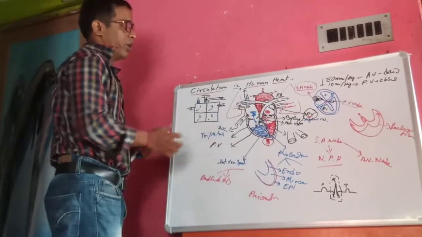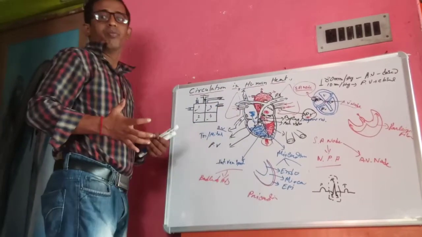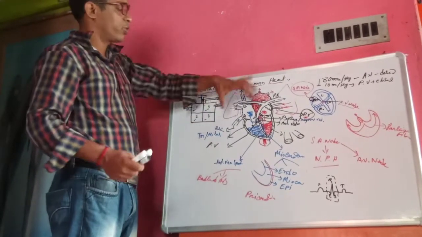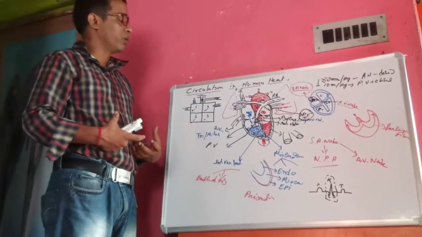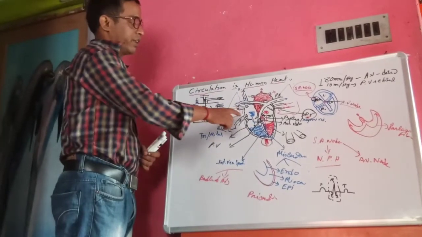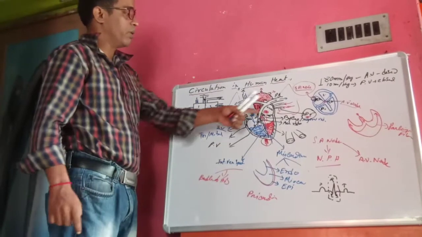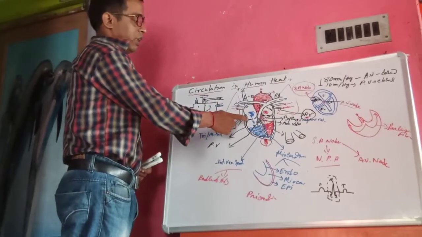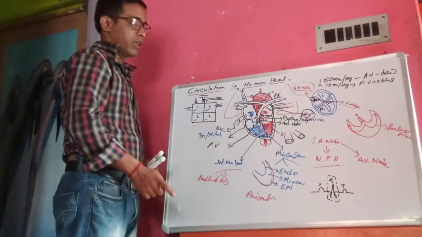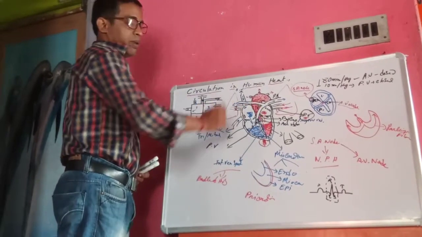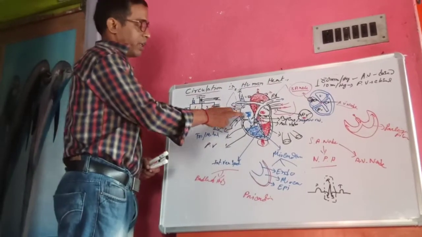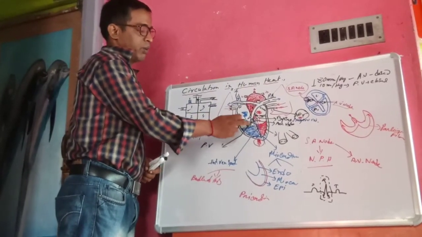Now, what happens when blood is filled in the two atria? These two atria are fully loaded with blood. They give a downward pressure. As a result, the tricuspid valve and bicuspid valve, present between the right atrium and right ventricle and between the left atrium and left ventricle, get opened downwards. So blood reaches the ventricle area.